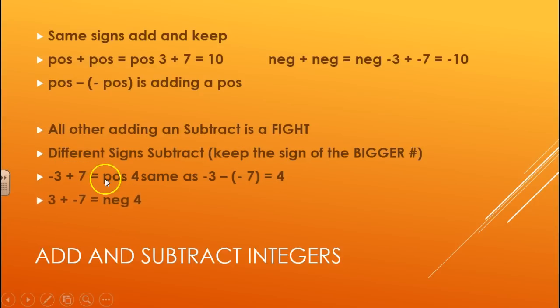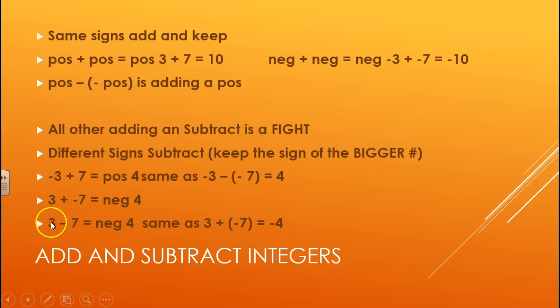Our next example, if you have a 3 and you're adding a negative 7, negative 7 is going to win here because there's more negative 7 than there is of 3, so I'm going to result in a negative answer. It's all a fight. Who's going to win this battle? So this is why I'm like, okay, they're different signs, subtract.